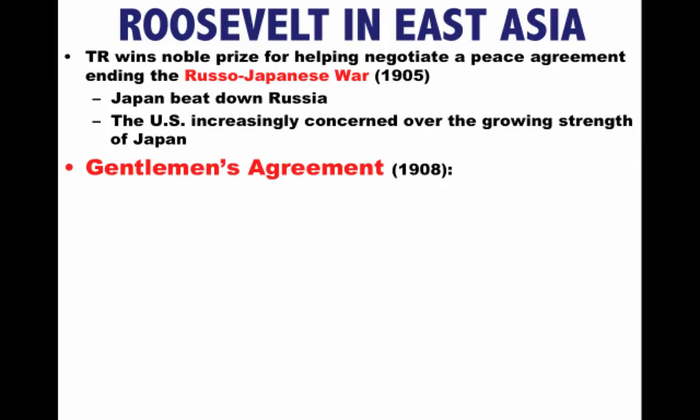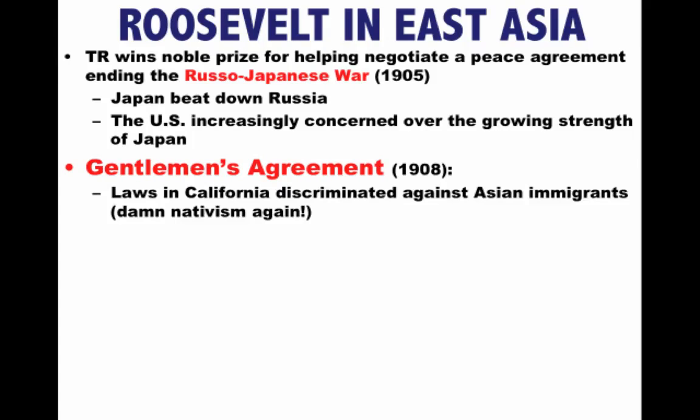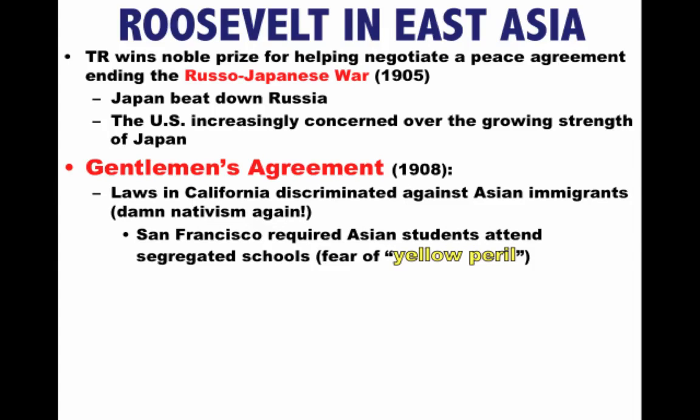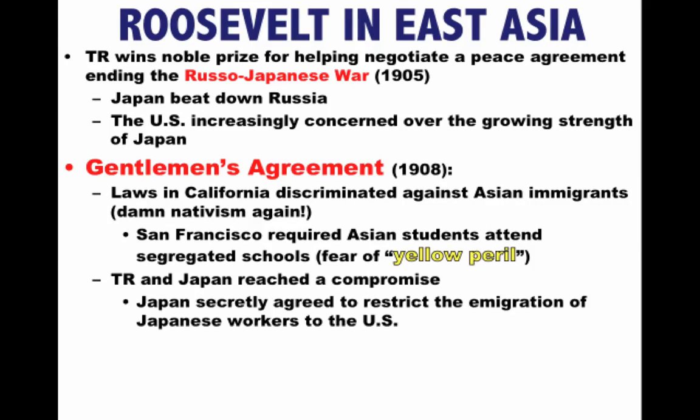The two countries sign a gentleman's agreement in 1908, and the background is this. Laws in California discriminated against Asian immigrants. There's that nativism again. For instance, San Francisco required Asian students to attend segregated schools. There was this fear on the West Coast of a yellow peril coming and taking over the country. And Roosevelt and Japan reach a compromise because Japan is deeply offended by these laws.